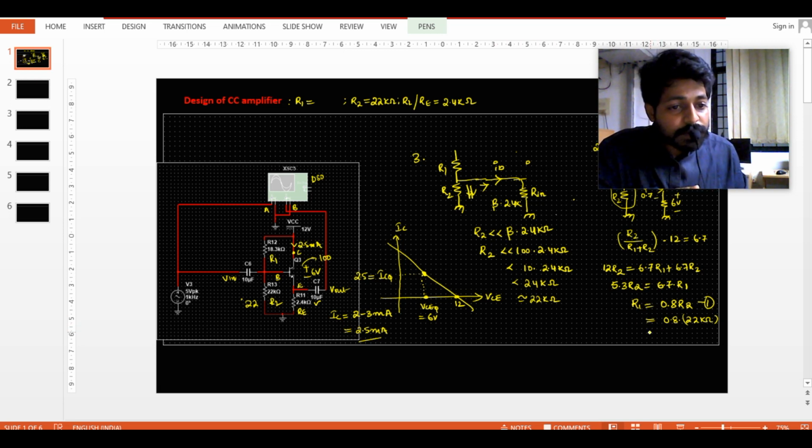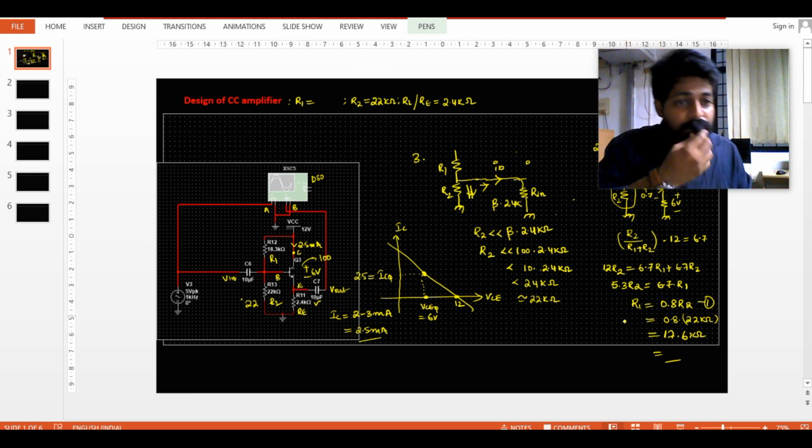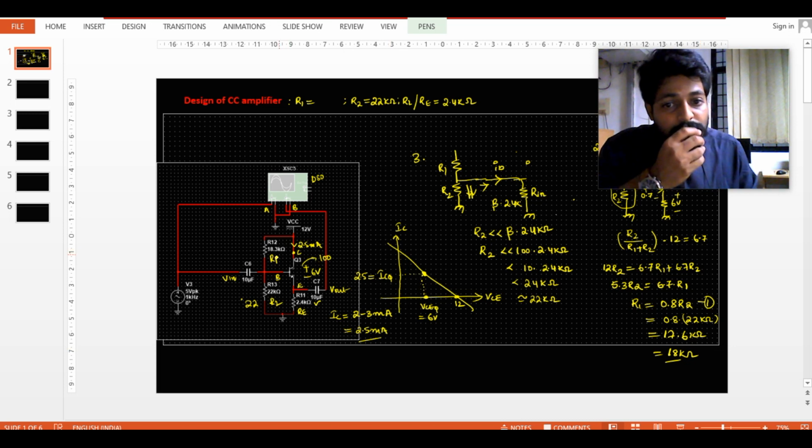it is around 17.6 kilo ohms, and the resistance I have in the lab is around 18k, or 18.3k. So I will be keeping 18.3k in the lab, and taking 18.3k over here with the R1, R2, RE.